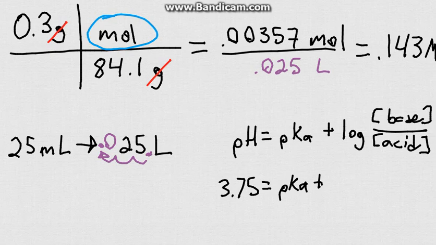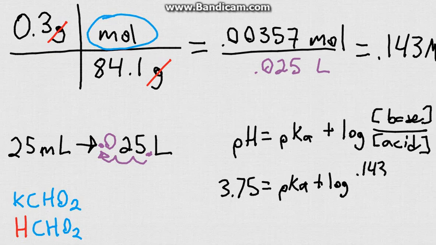So we just found our base, our KCHO2. And the reason that's our base is because it doesn't have that extra hydrogen. So this guy with the red hydrogen is going to be our acid. So we're then going to just put the log of 0.143 divided by 0.15, which is our concentration of our actual acid. And then we just go ahead and rearrange for this equation, and that should give us our pKa value.